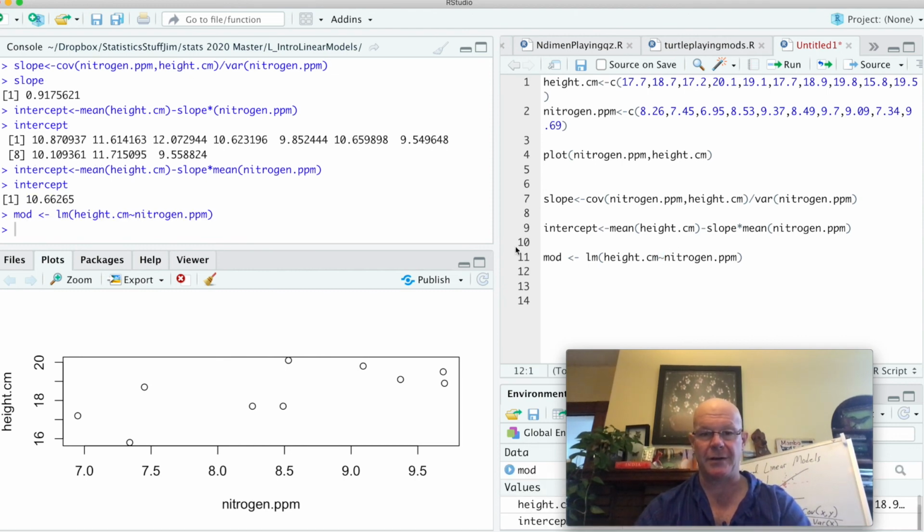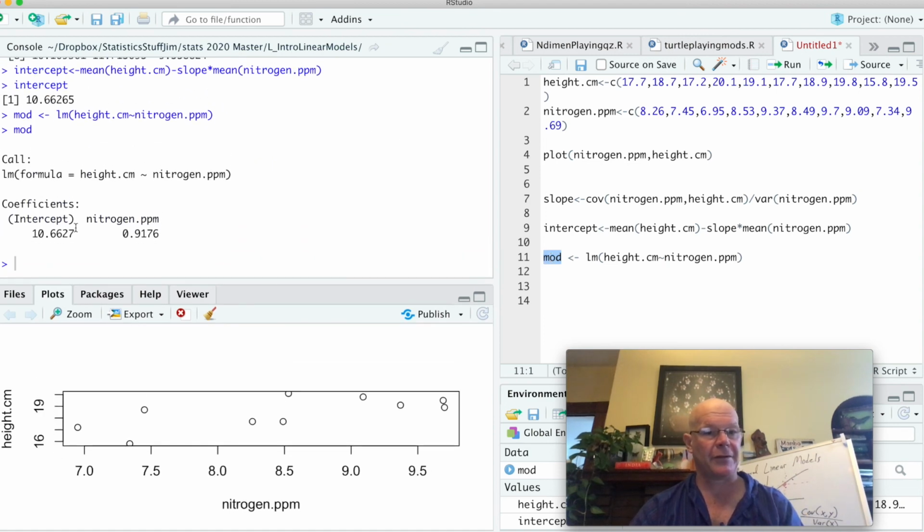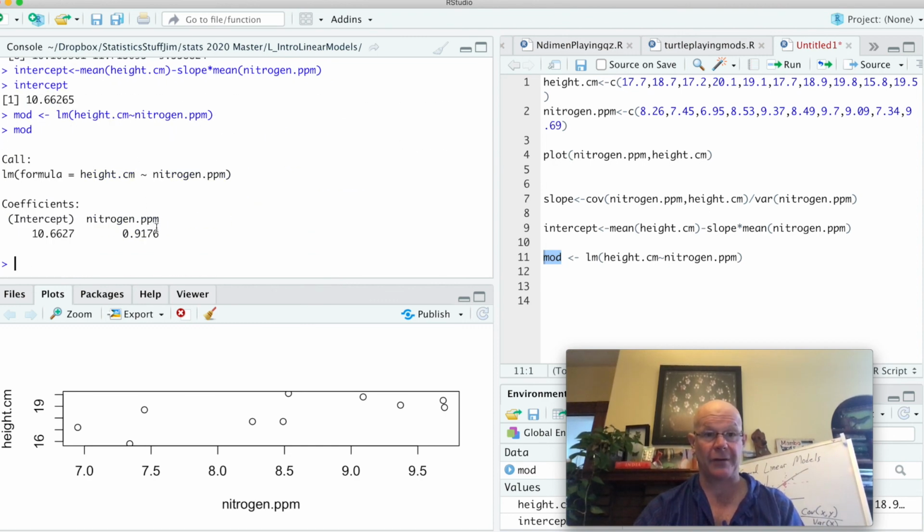So I go ahead and do that, and I'll look at the object we just created. And there's the intercept, which is the same intercept that we got when we calculated it by hand. And then here is our slope, which is the same value we got when we did it by hand. And there's our linear model. So now we have a model where in principle we should be able to predict what the value would be.